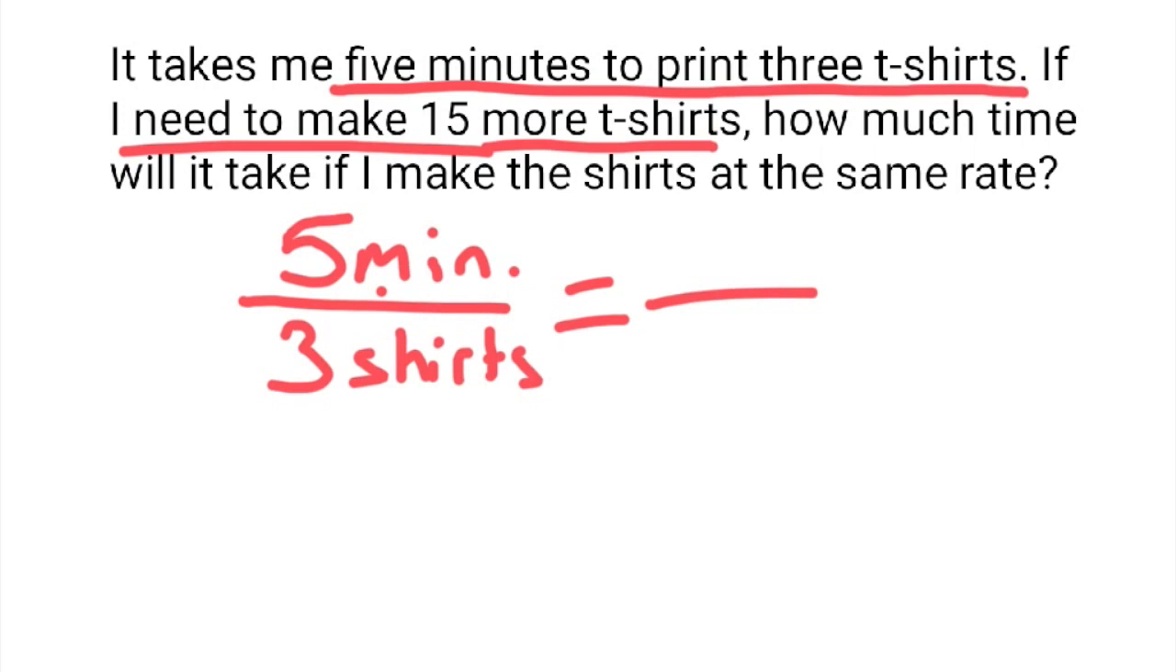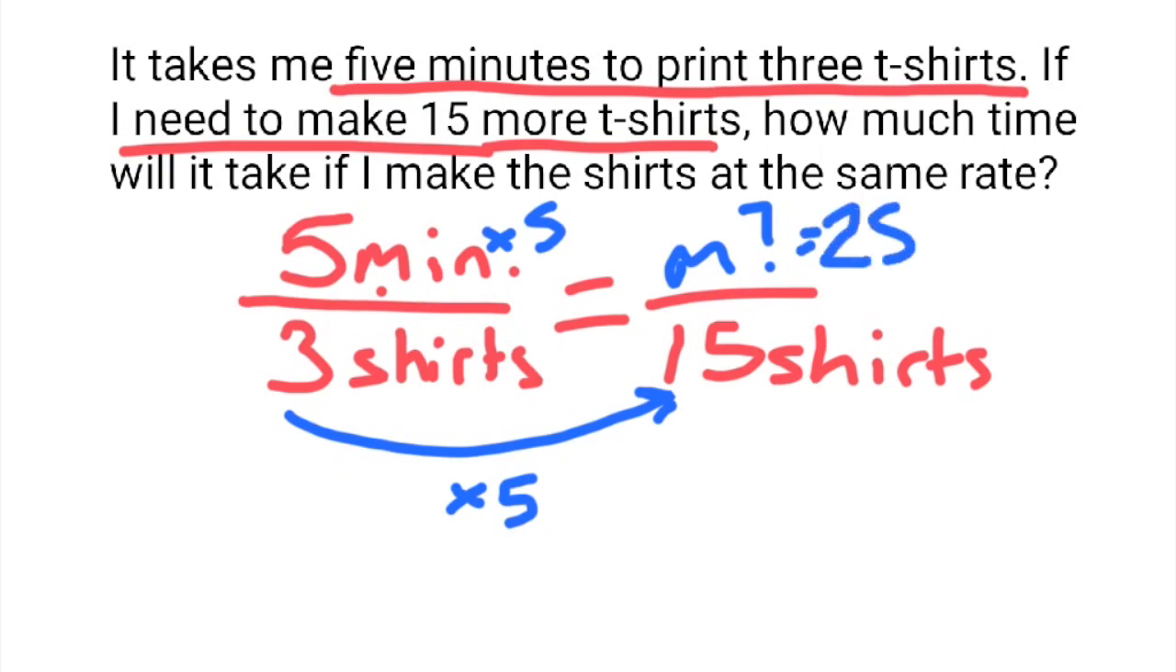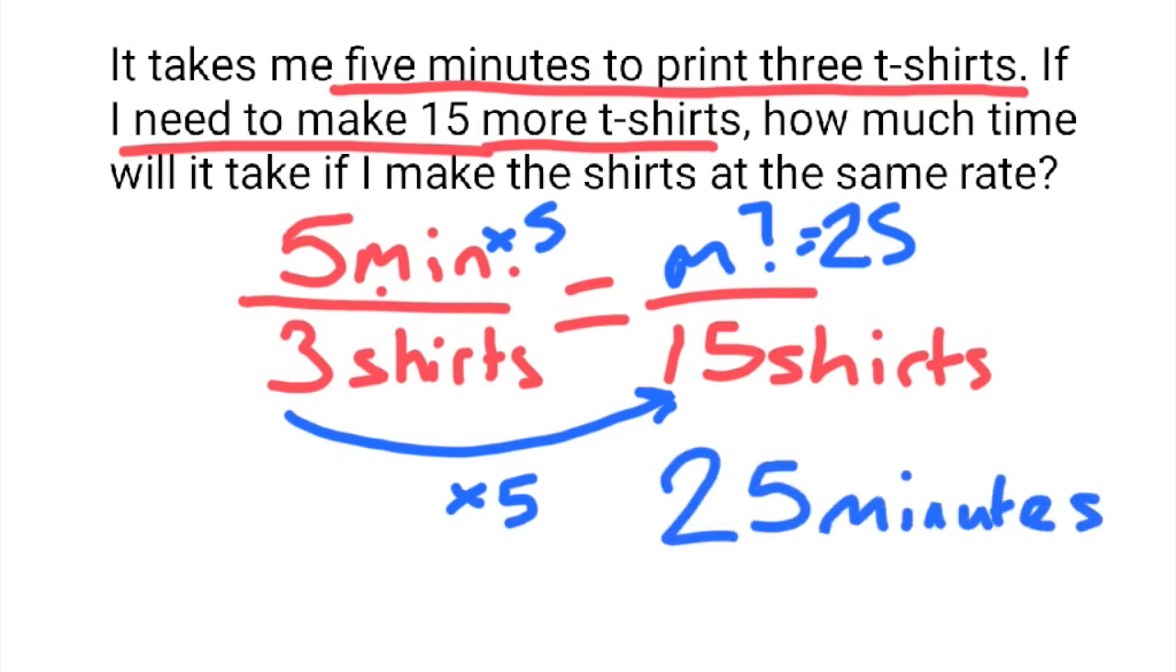So I'm going to set my first ratio equal to a new ratio. And it says 15 more shirts. Well, the shirts are in the bottom of both of these ratios. And I need to find the numerator of that ratio, the minutes that it's going to take. Now I'm doing it at the same speed, so these ratios should be in proportion. I'm going to use multiplication to change the 3 shirts into 15 shirts, and then I take that same times 5 and multiply the numerator. So 5 minutes times 5 gives me 25 total minutes to make 15 shirts.